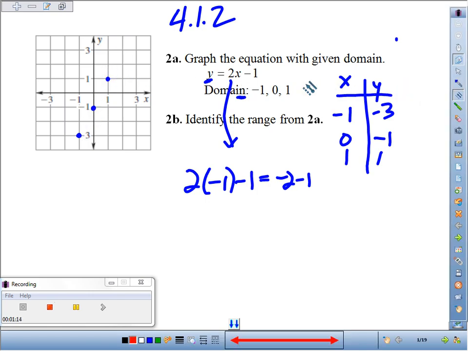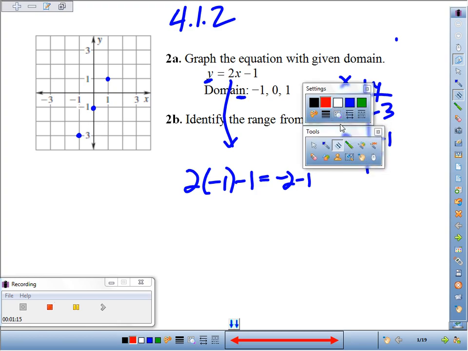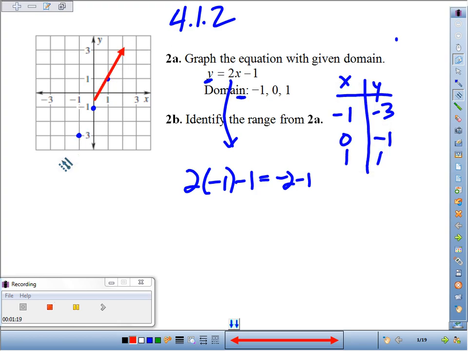The most common mistake on 2A was that people went and connected the dots. We can't do this in this particular situation because the domain they gave us were 3 specific values, so all our output would be is 3 specific points. We can't go everywhere we want to, so we cannot have the red line.